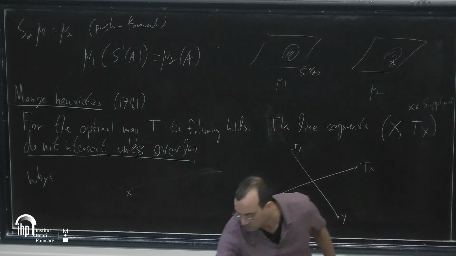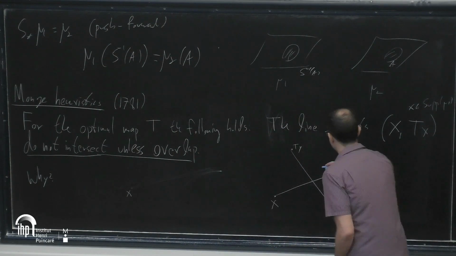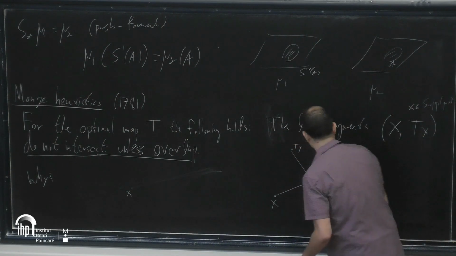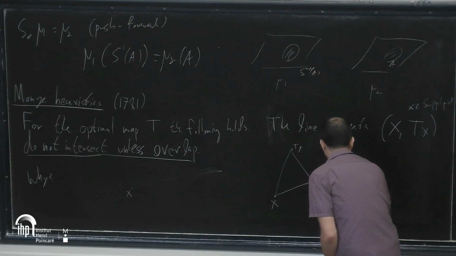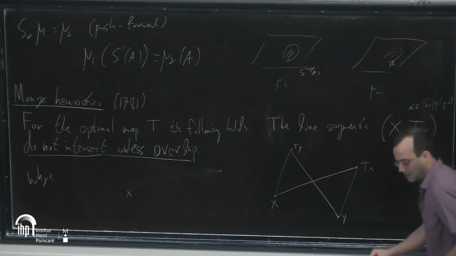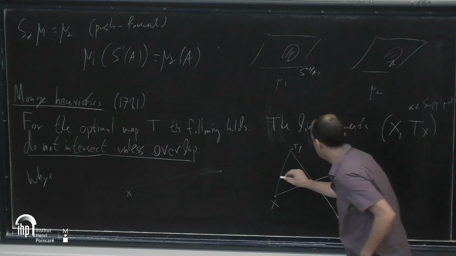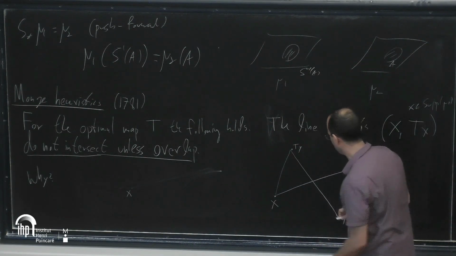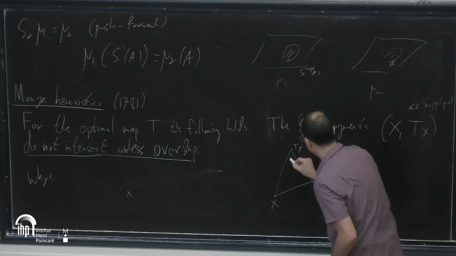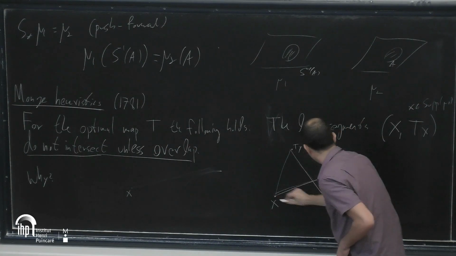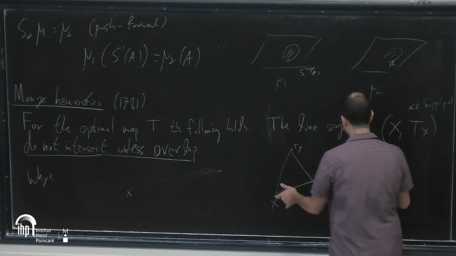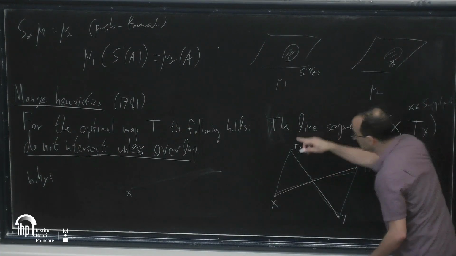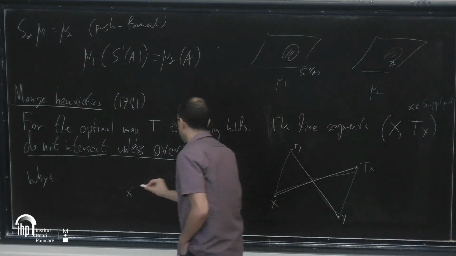Why can it not be optimal? Because if, instead of connecting x to T of x, I connect x to T of y, and I connect y to T of x, then by the triangle inequality, x to T of y is smaller than this thing, y to T of x is smaller than this thing, so together, this cost plus this cost is smaller than this plus this, just by the triangle inequality.